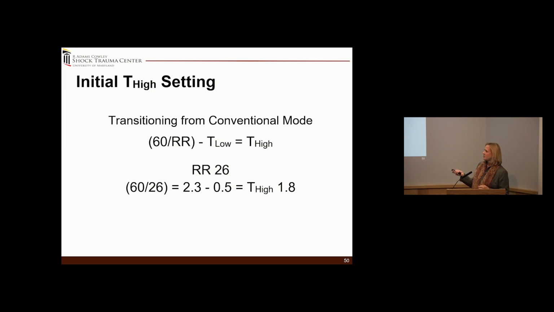That gives me a cycle time of 2.3. For T-low, you can guess 0.5, 0.6, somewhere around there. It doesn't have to be exact, but just use 0.5. Subtract that, and that's going to be your T-high. Really easy to set. You get your first blood gas, and you can go either up or down from there.